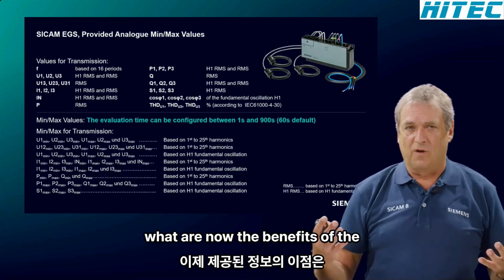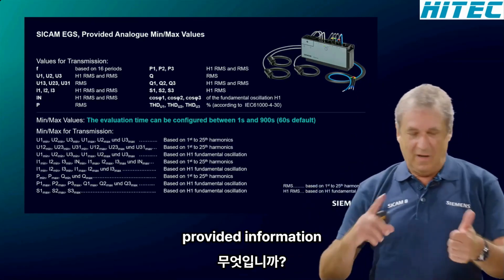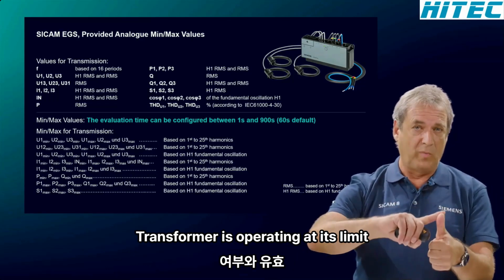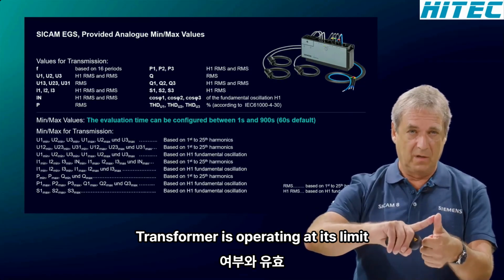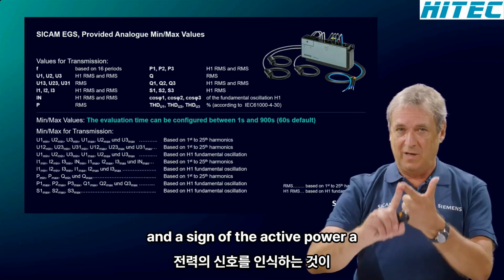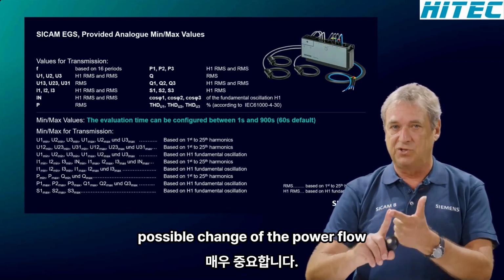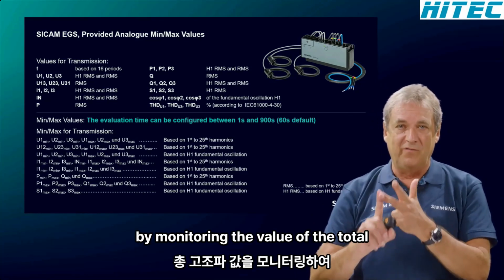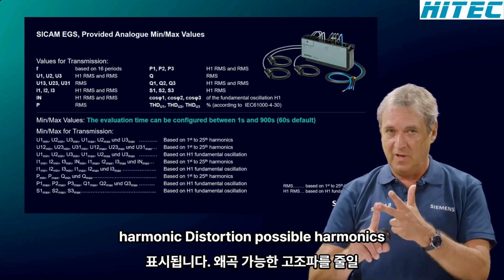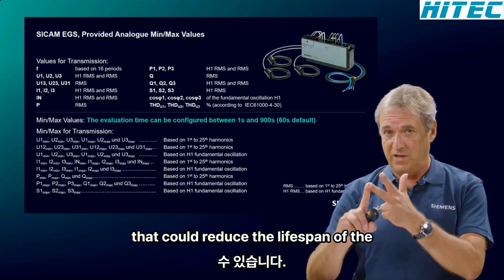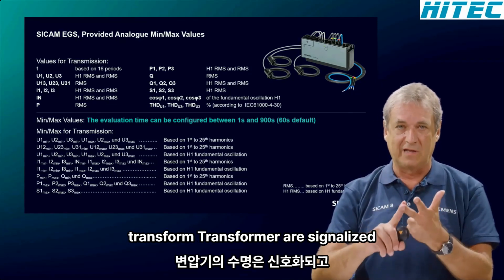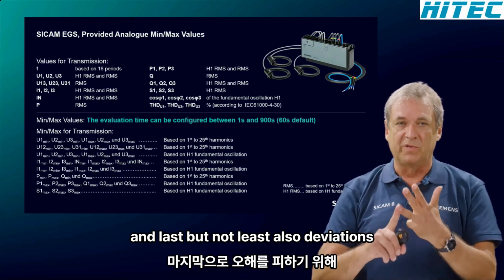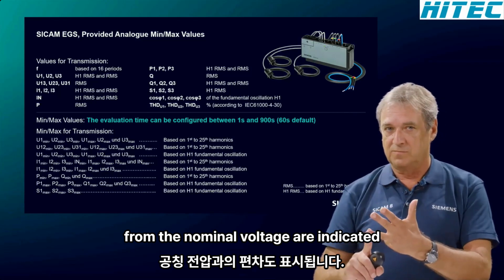What are now the benefits of the provided information? This is really important. The grid operator will recognize whether the transformer is operating at its limit. By the sign of the active power, a possible change of the power flow direction is also indicated. By monitoring the value of the total harmonic distortion, possible harmonics that could reduce the lifespan of the transformer are signalized. And last but not least, also deviations from the nominal voltage are indicated.